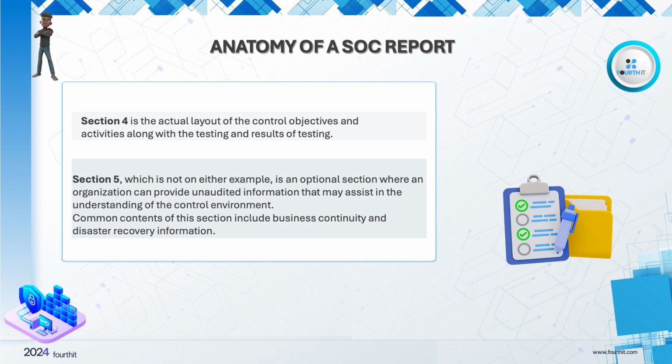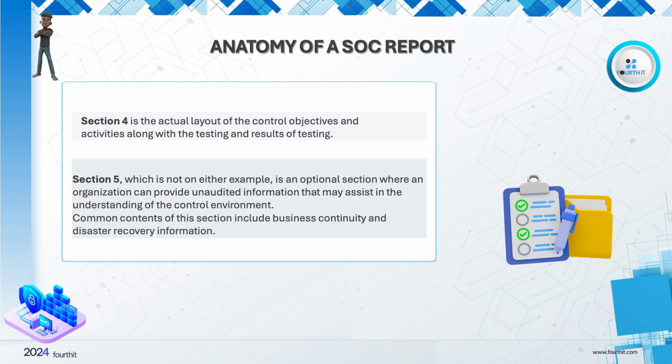Then Section 5, which is not in either example, is an optional section, because in some organizations Section 5 is not part of the report. Section 5 details where the organization can provide unaudited information that may assist in understanding the control environment. So when the organization realizes that some part was not audited, they can add other information. That is why we say this section is optional. Common content of this section includes the business continuity plan, disaster recovery plan, contingency plan, change control procedures, and so on and so forth.